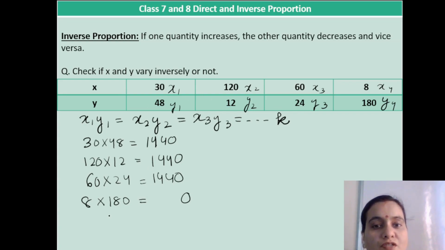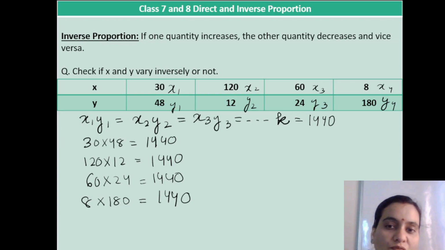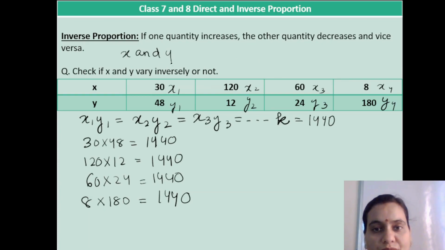If this is also 1440, then we are checking variation which belongs to inverse proportion. So 0 comes here, then 8 8s are 64, 6 gets carried over, 8 1s are 8, 8 plus carried over 6 is 14. So you can see the product of all of these comes up to the same value, 1440. The constant value is 1440. So we can definitely say yes, x and y vary inversely. This is how you solve questions based on inverse variation.